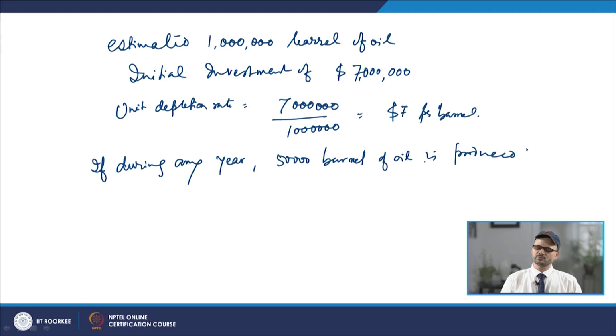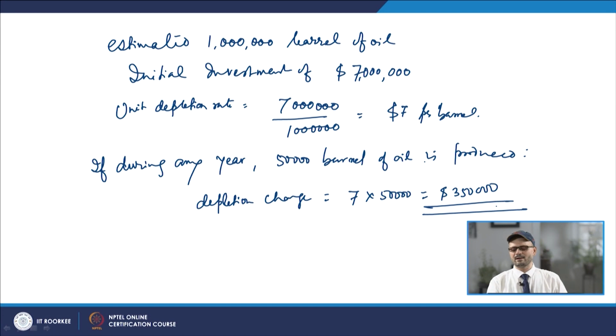So, the depletion charge, you can simply multiply. It is $7 per barrel, so it will be 7 into 50,000, which is $3,50,000. This way you will have the depletion charges calculated, and they are used for the tax benefits, as we know. So, this is the cost method, that is known as the cost method of depletion.